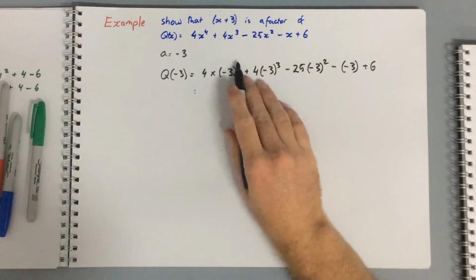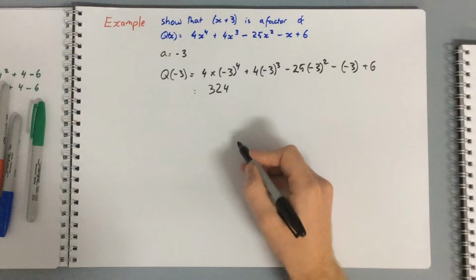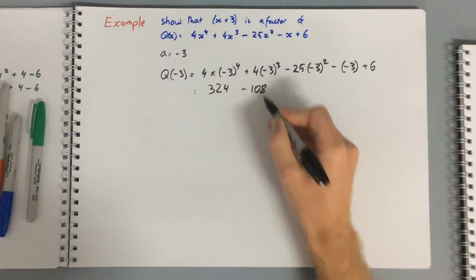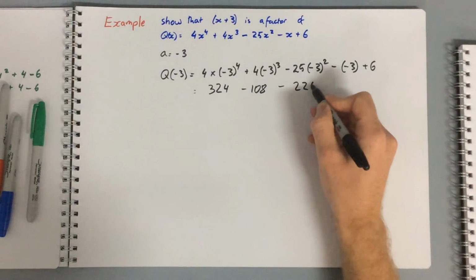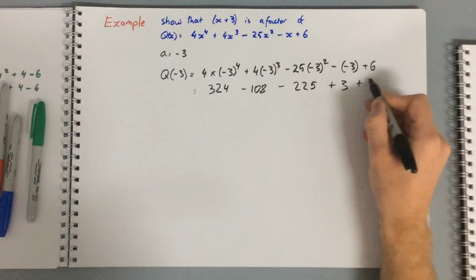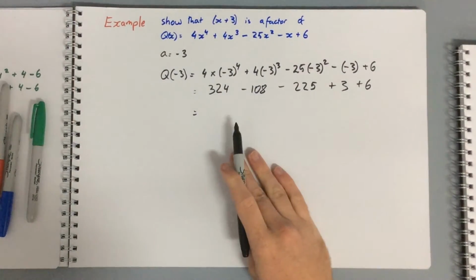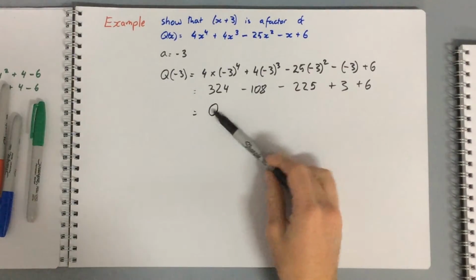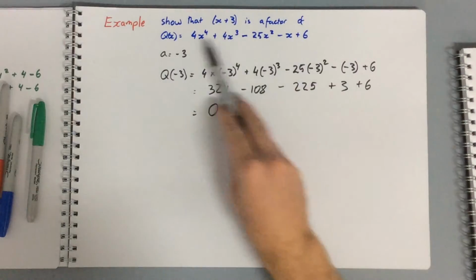So that should give us 324, minus 108, plus this one 225. Two negatives make a positive, and plus 6. You could probably do it by hand, but calculator is quite easy. That gives us 0.